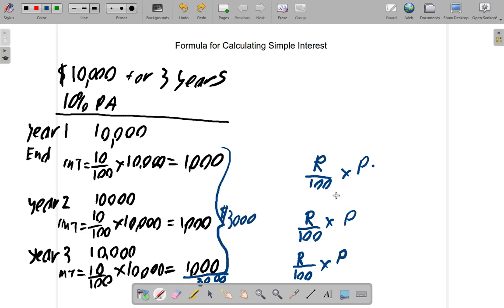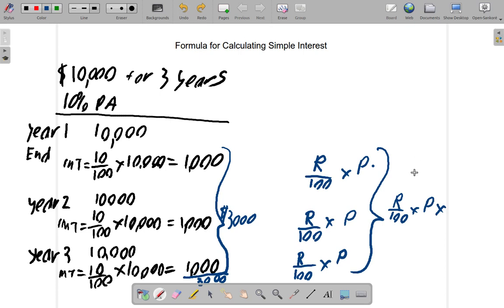Good. Let's look over here. You have rate over 100 times principal. Then you have rate over 100 times principal. Rate over 100 times principal. It's the same thing repeating itself, and you have it 3 times. So the total now, all of this comes up to what? Let's put rate divided by 100 times principal. But there are 3 of them, so you multiply by 3. But 3 is the number of payments, the number of years.